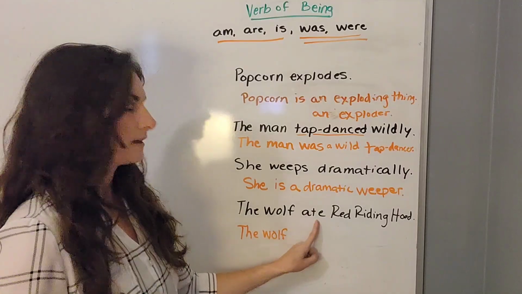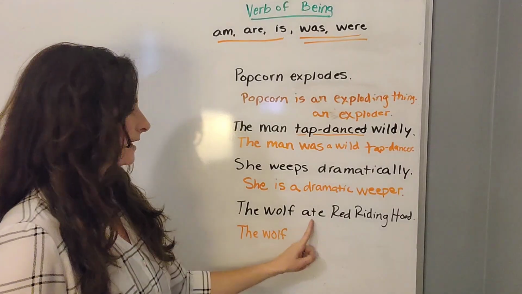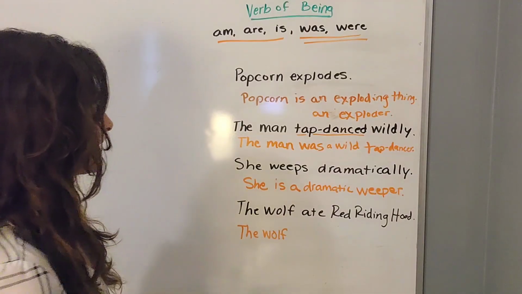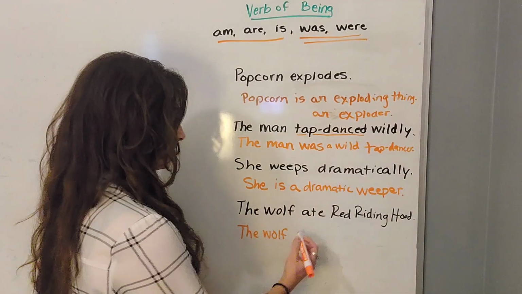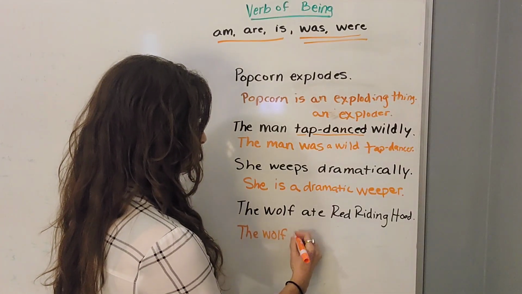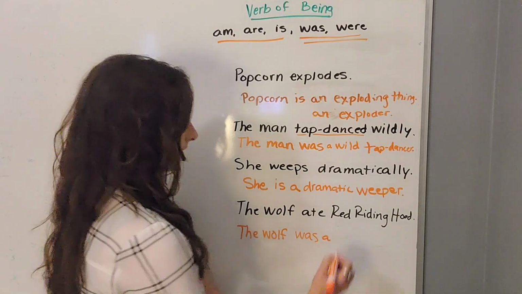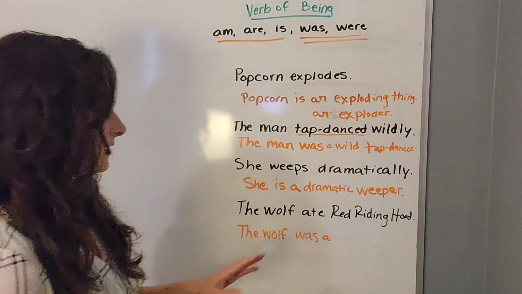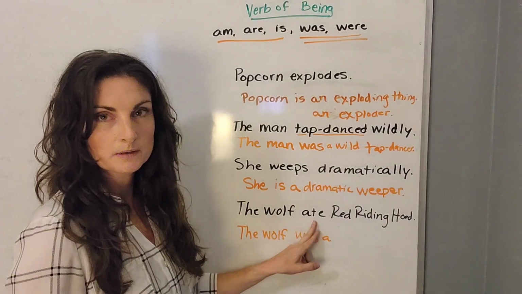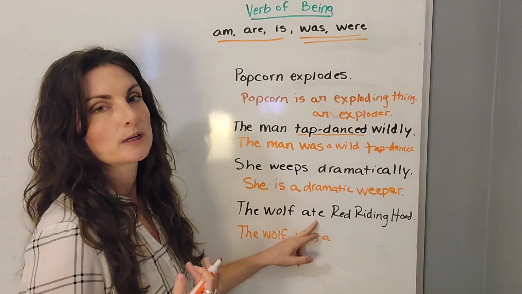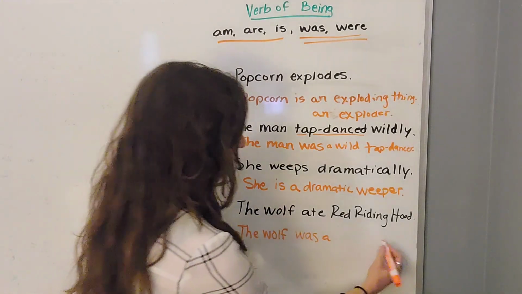And ate is the verb. I have to follow the tense. Ate is past tense, so I'm going to use the singular past tense for this one. The wolf was a. All right. Now I'm going to take the verb, and I'm going to make the verb a noun, which would be eater.